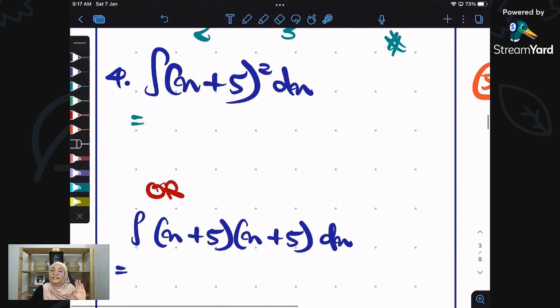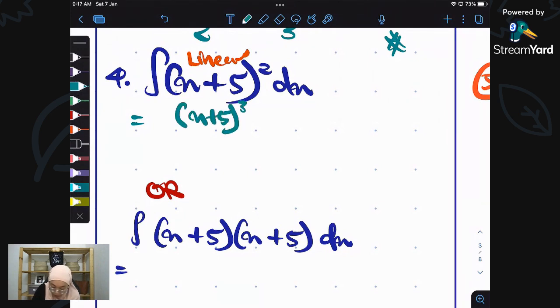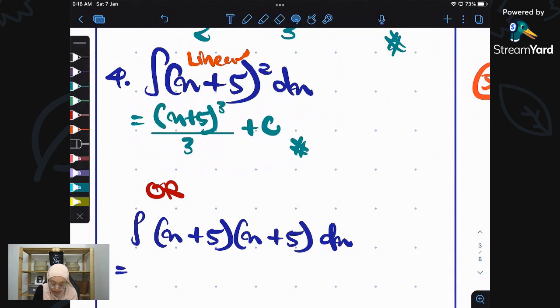Question 4 here is a bit different from the one that I taught before this. It is very easy as long as you make sure that inside of the bracket here should be linear. Linear sahaja. Okay, and then it will become x plus 5 to the power of 3 over 3 is the answer. Ta-da! This is the answer. Magic. Senangnya lah. Sangat-sangat.